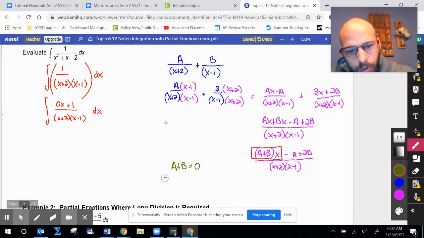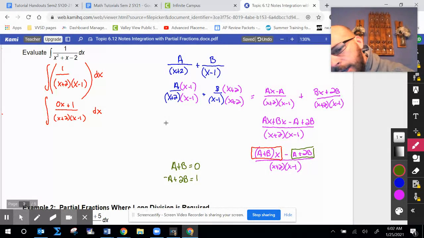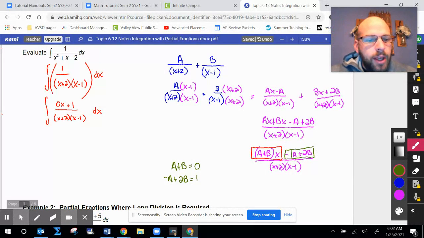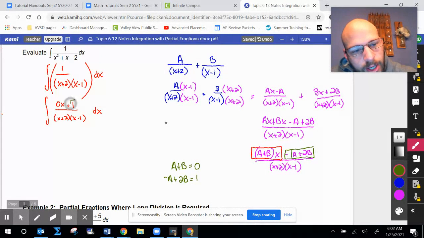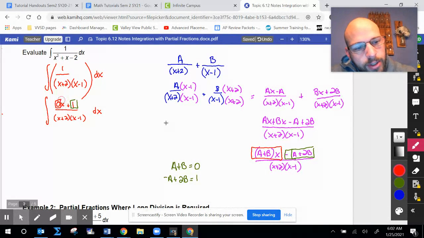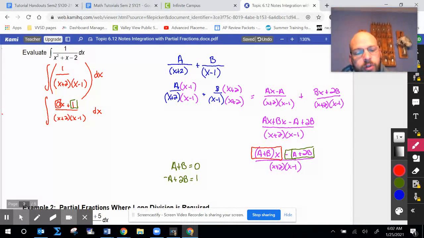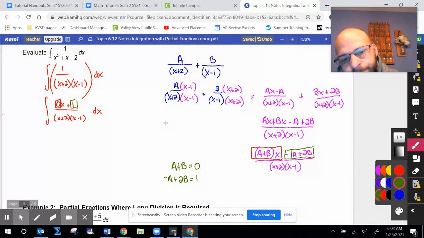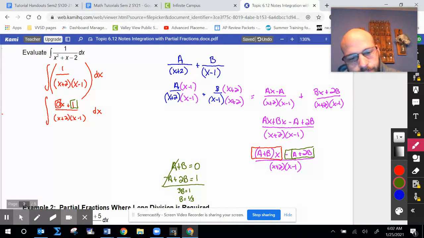Furthermore, the negative A plus 2B is going to end up being a positive 1, because these are my constants. Okay, and actually I should box that negative in there with it. Those are my constants, and if you notice, I have my constant here. So the A plus B gave me the coefficient of 0, and the negative A plus 2B gave me the constant. So now I'm going to do a little elimination. If I add these together, those cancel. I get 3B equals 1, or in this case, B equals 1/3.